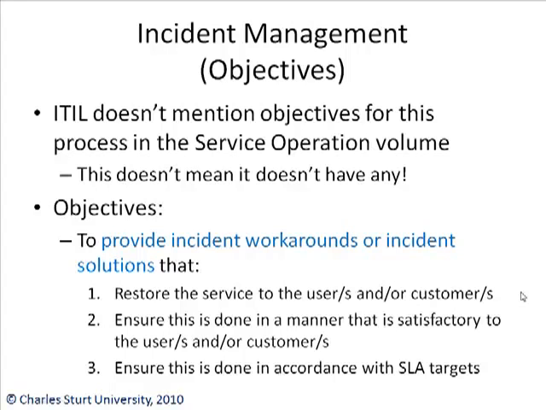It says here to provide incident workarounds or incident solutions that do a couple of things. First of all, that restore the service to the user or users and/or the customer or customers. Secondly, to ensure this is done in a manner that is satisfactory to the users and/or customers. And last but not least, you want to make sure it's all done in accordance with SLA targets and SLA limits. So these are some objectives for the process incident management, although again the ITIL volume doesn't actually mention any.